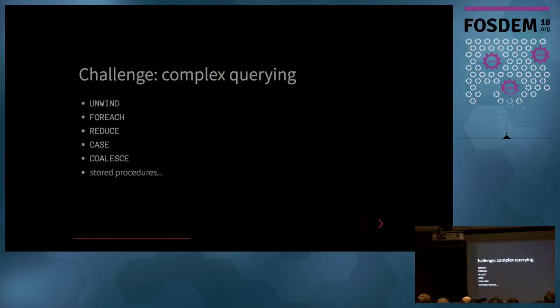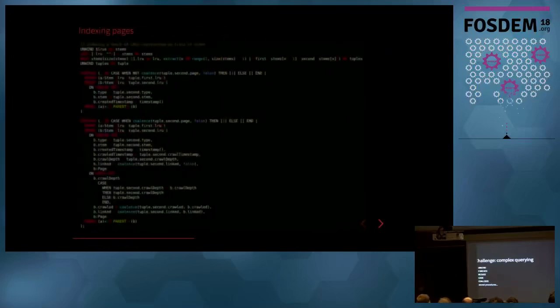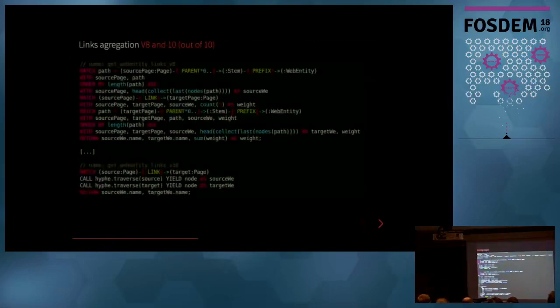So we had to rely on really complex queries, and so some takeaway bonus: UNWIND is really your friend. If you have to do conditions in Neo4j, FOREACH is your friend. Also reduce, CASE, COALESCE, and we even tried some stored procedures. So, for instance, this is a simplified version of the query we use to insert the pages. So this is a bit cumbersome.